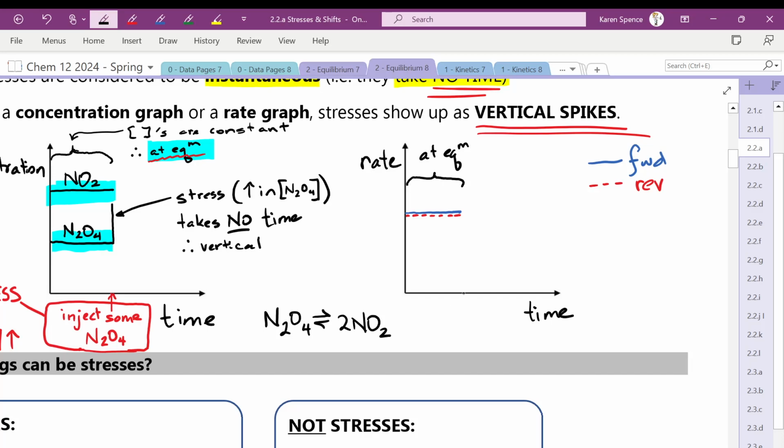And then once again, we are going to, oh, I shouldn't have drawn that there. Bad, Ms. Spence. I should have drawn it higher up. That's okay. At equilibrium. Okay. Now, here, we inject N2O4. I would like you to tell your partner what happens to the forward rate and what happens to the reverse rate.